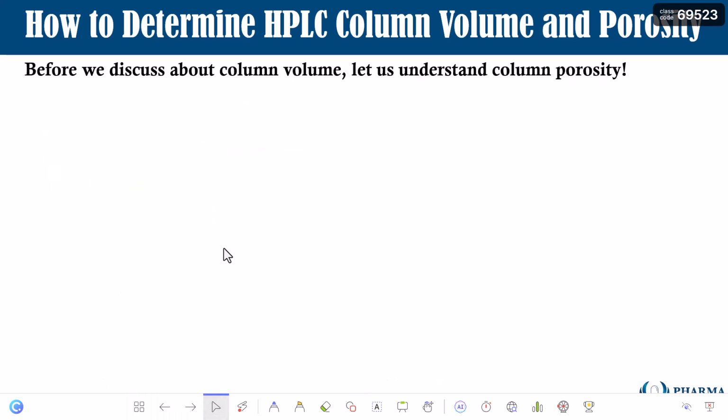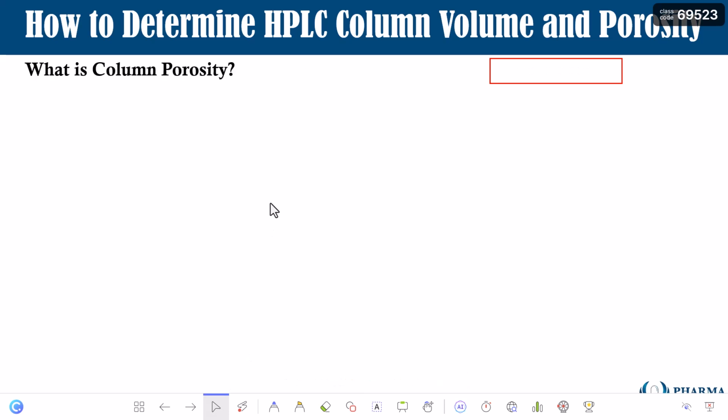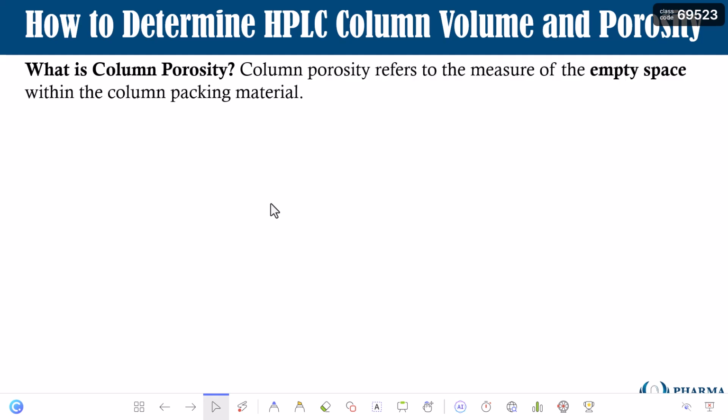So before we discuss column volume, let us also understand something called the HPLC column porosity, because this term needs to be understood if you really want to understand the exact HPLC column volume. Without understanding the column porosity, one cannot define the exact column volume. So what is the column porosity? And here is the definition of that. The column porosity refers to the measure of the empty space within the column packing material.